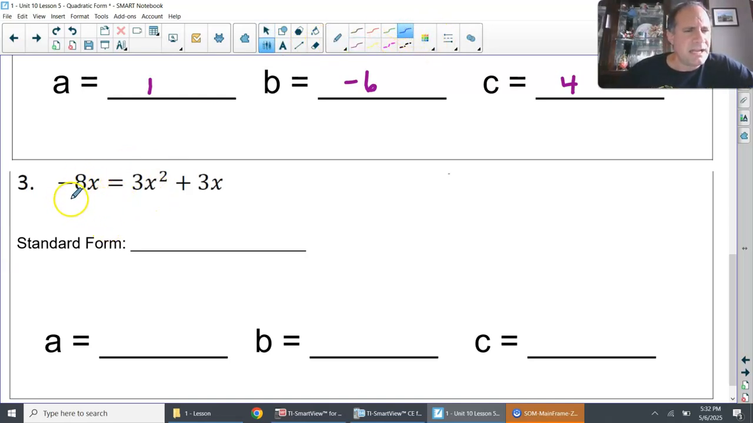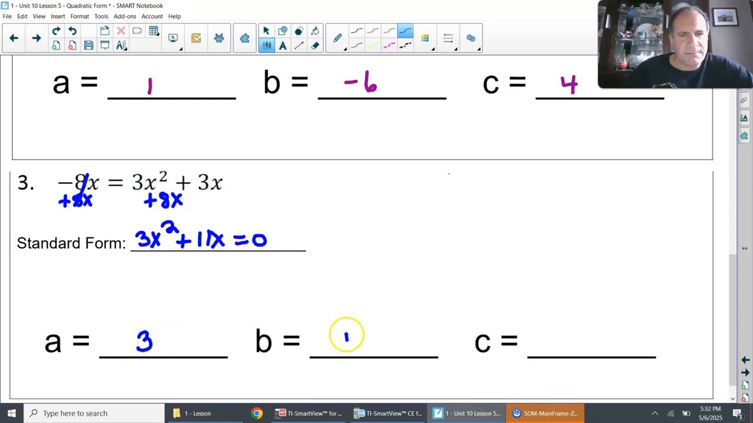So we're going to just do this in blue. This is negative 8x. I'm just going to move this over to the right. And in the standard form, I'm just going to put 3x squared plus 8 plus 3 is 9, 10, 11x. And there is no constant. So this side cancels and it equals 0. So the a would be 3. The b would be 11. The constant would be 0.